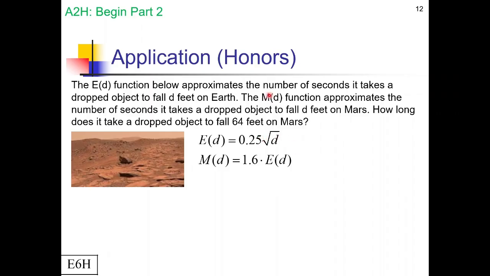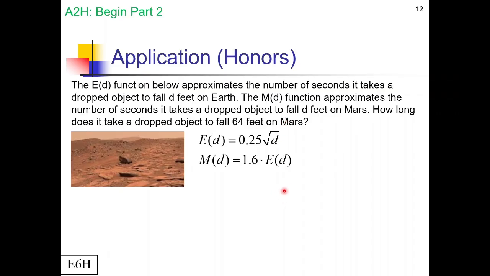And then the m of d function actually approximates how long it takes to fall on Mars. And if you look at this m of d function, and you're wondering why this problem made it into a lesson on transformations and radical functions, well, we've got a radical function right here in the e function, and the m function is a transformation of the e function. So with all this in mind, pause the video and see if you can figure out how long it takes a dropped object to fall 64 feet on Mars.